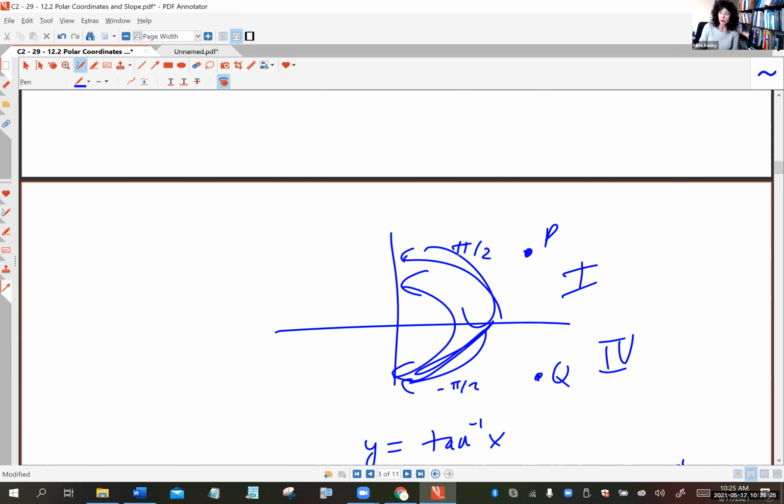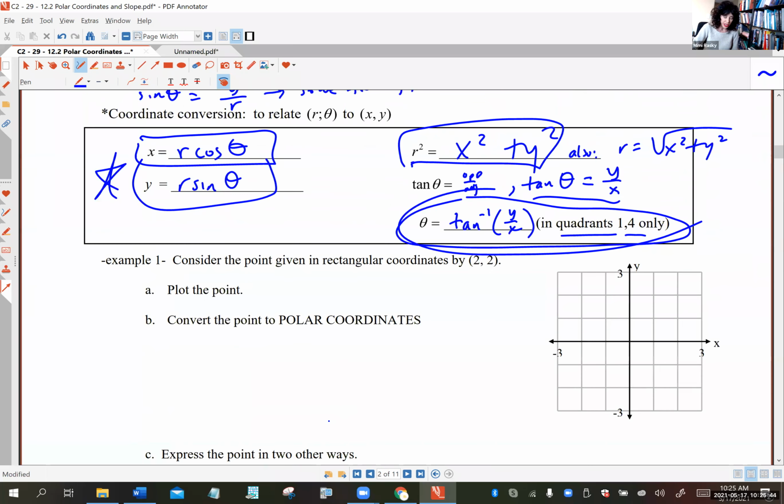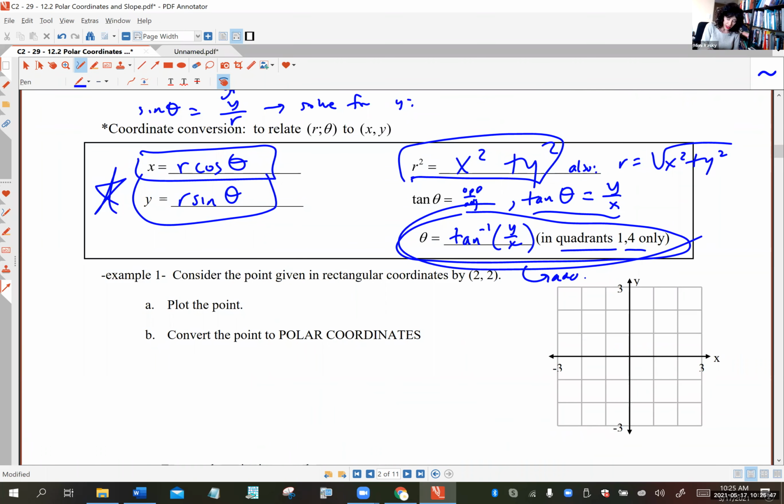positive pi halves. But what if you had a point over here, call it R, that's in quadrant 2? So the angle would be something, I'm just making something up here, let's say 2 pi thirds, which is the correct angle. But that's not in the range of negative pi halves to positive pi halves, but you need it. What do you do? You're going to need to add 180 degrees or pi, if you're doing radians, if your point is in quadrants 2 and 3. Okay, that's a little tip for you.